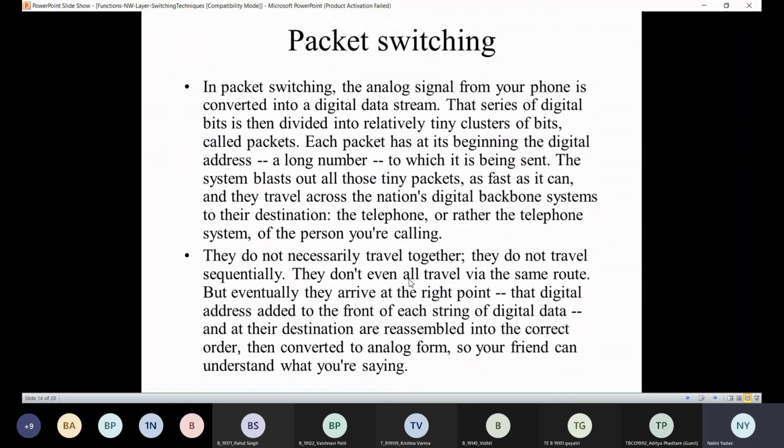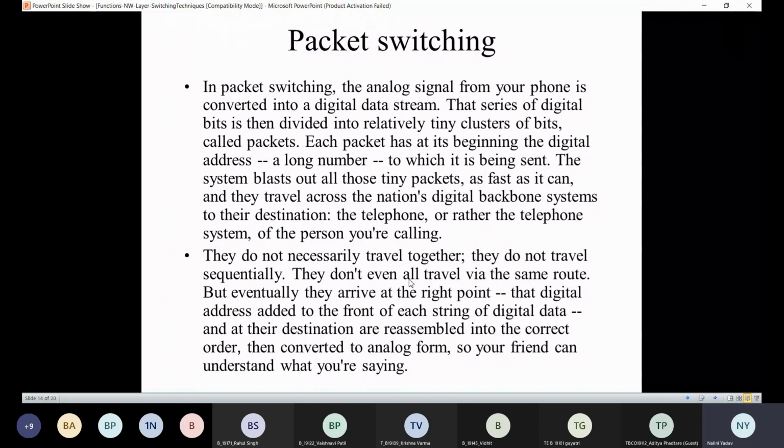the network, right? So in packet switching, the analog signal from your phone is converted into a digital data stream. Then these digital bits are divided into relatively tiny clusters of bits, which are called packets. Fine. And at the beginning of each packet, the digital address, a long number to which it is being sent, is appended at the start. Correct. They travel across the nation's digital backbone system to their destination, like a telephone system or anything else, right?